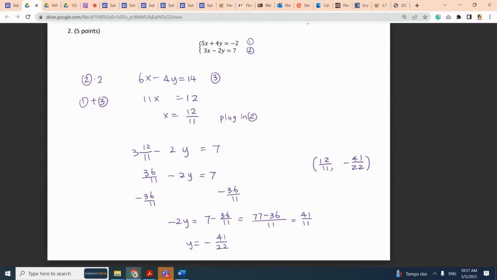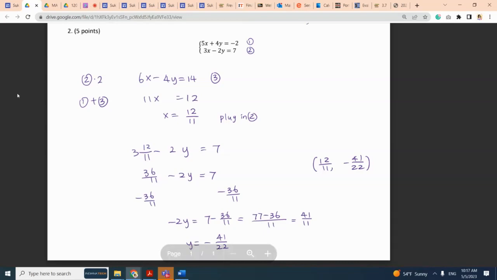So when you subtract fractions, you need to have a common denominator, right? So that's why the 7, you need to multiply by 11 on the numerator and denominator. So you get 77 over 11. Right, everybody? And then 77 minus 36 is 41. So we get 41 over 11. And y is both sides divided by negative 2. So we get negative 41 over 22.